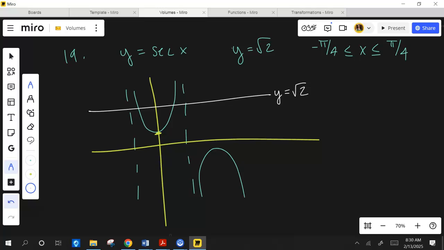Anna, did I do square root of 2 equals secant x to find where those values happened? I just ran it from negative pi over 4 to pi over 4, didn't I? Well, it says that's your range of x values. Technically, I should have said square root of 2 equals secant x, so where do these intersect? Because what if they had intersected down here and it wasn't quite at pi over 4? You see what I'm saying?